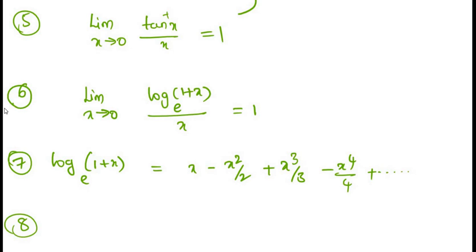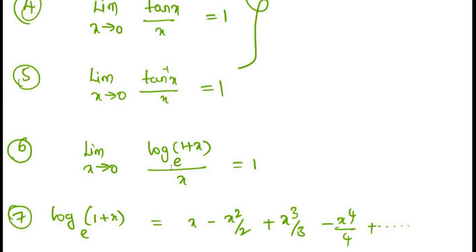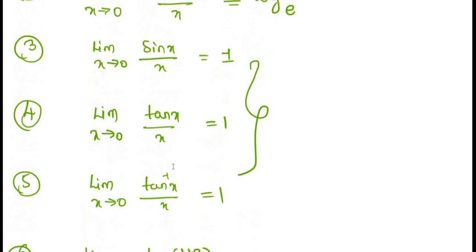And this is also one of the expansions, the tan x expansion. This can be written as x plus x cube by 3 plus 2 by 15 x power 5 and so on. So remember all these properties and expansions. You can solve most of the problems in limits. These are all important properties.